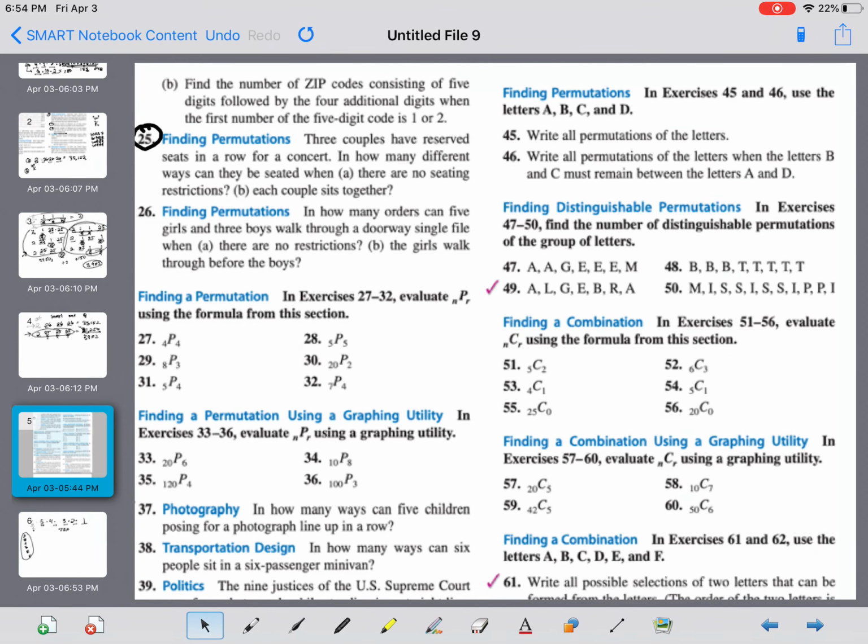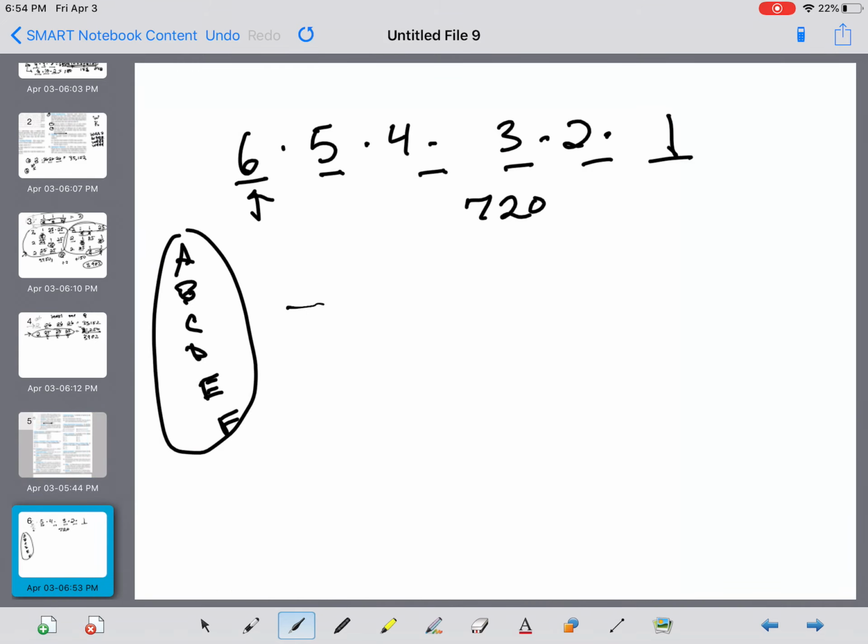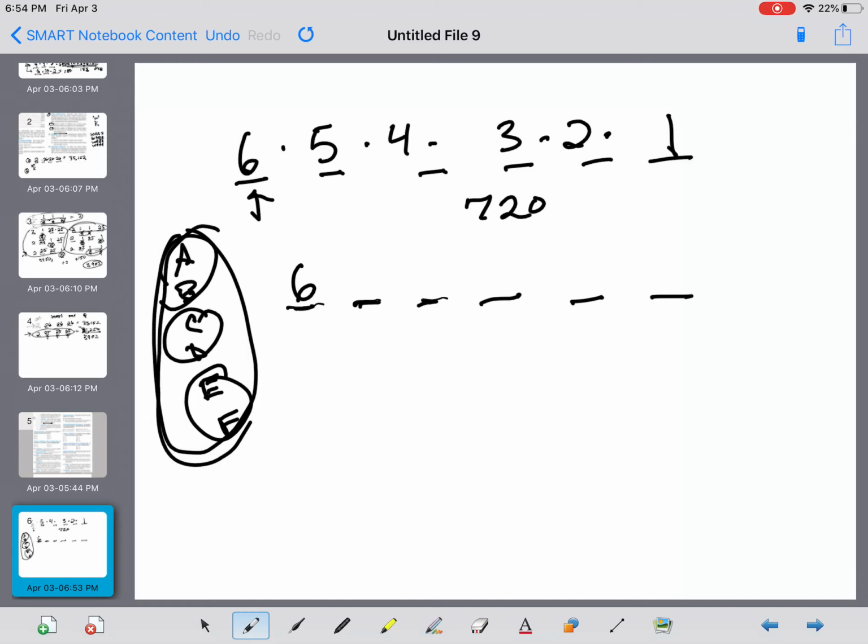It says, now what happens if each couple wants to sit together? So if each couple sits together, how many ways can this be done? Here's our 6 seats that we've reserved, and let's make these couples. Any of these people could grab that first seat. But say that this person sat there. Then the rest of the couple, their partner, spouse, date, friend, whatever, would sit right next to them.